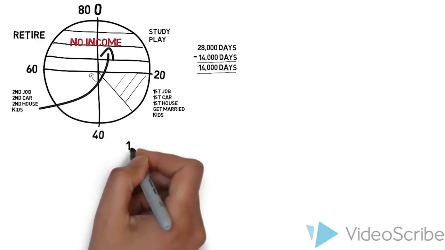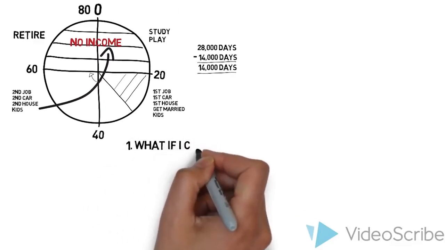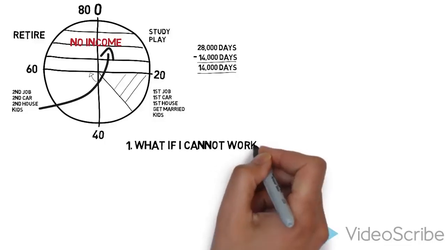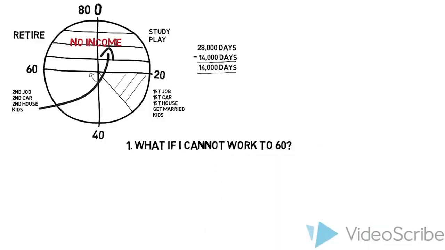My first fear: what if I cannot work to 60? Because if I finish working till 60, the only thing left was to retire. But the real thing that can stop me from working till 60 is either disability or a bad illness.